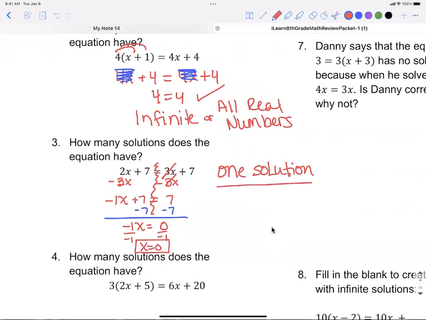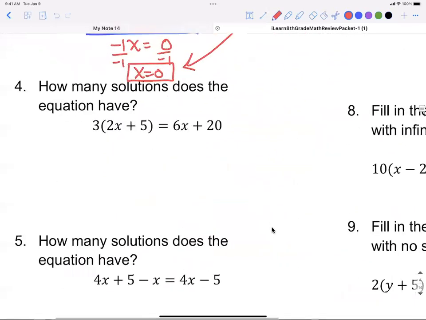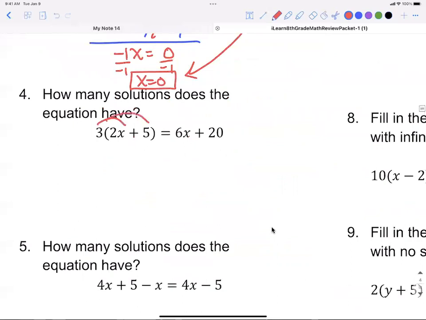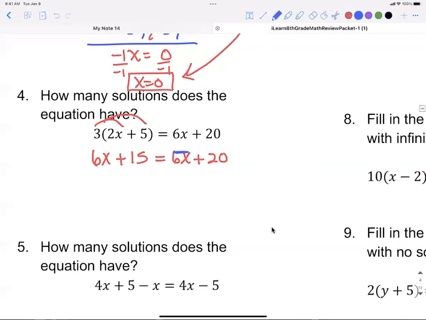So was it one solution? Like I said, yes, it was. The solution was x equals 0. Anytime you have variables that do not match, identical on both sides, it has to be one solution. All right, on this one, we're going to distribute before we go any further so we can compare. 3 times 2x is 6x, 3 times 5 is 15. All right, what do we notice? 6x and 6x. So when we minus 6x and minus 6x, they're going to go away, leaving us 15 equals 20. Is that true? No, so it is no solution. Special case.